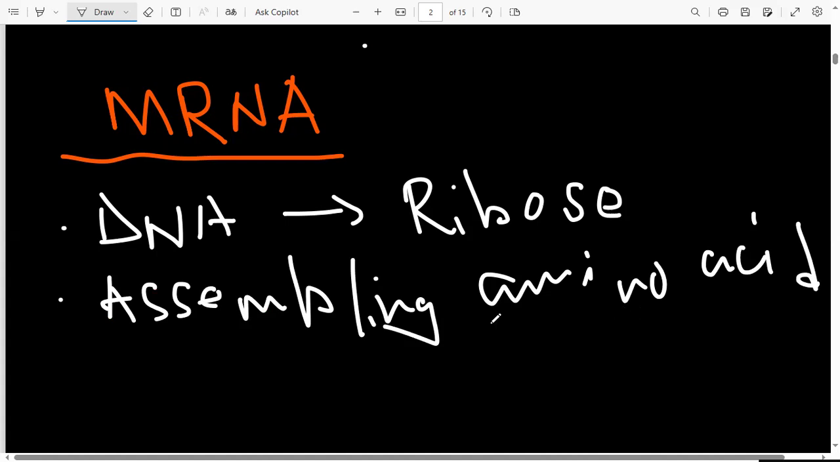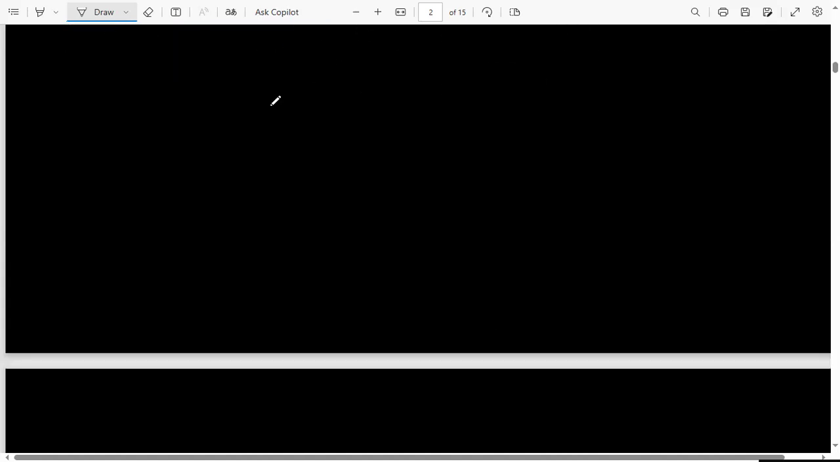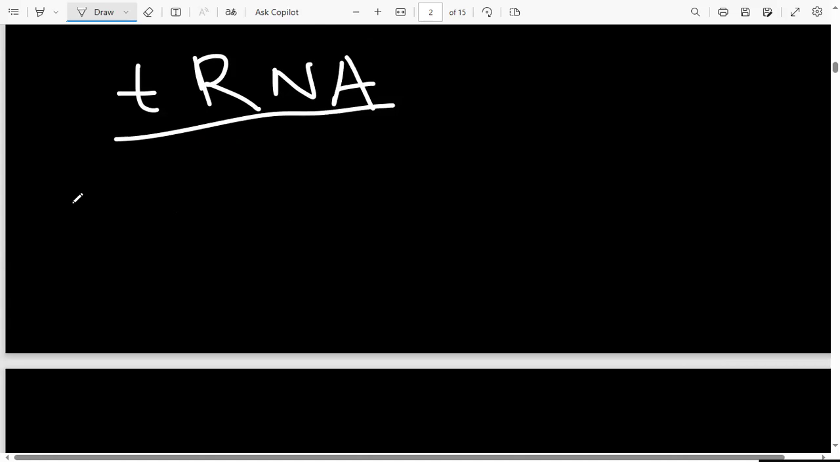And then we also have tRNA. What does it do, or how can you describe it? First we describe it, and then we state the role that it has in protein synthesis. So tRNA is just a small RNA molecule that carries specific amino acids to the ribosome.